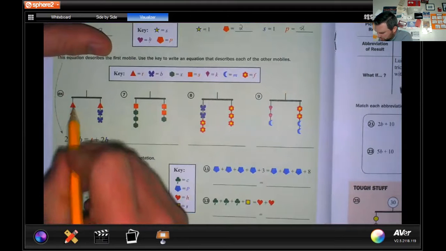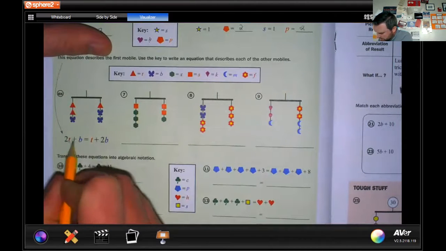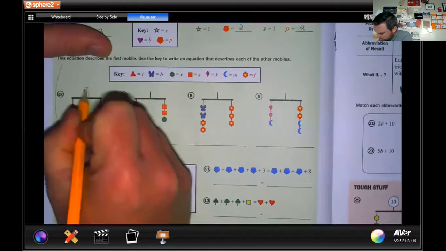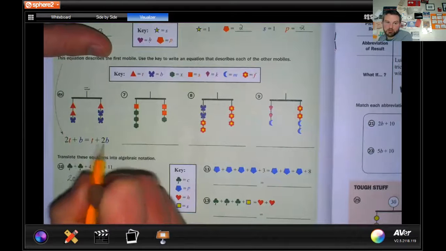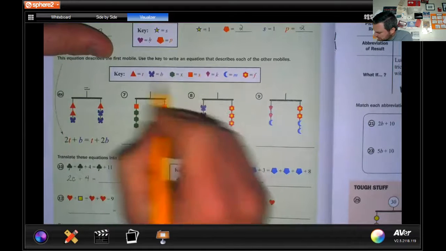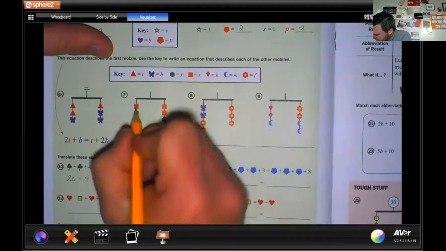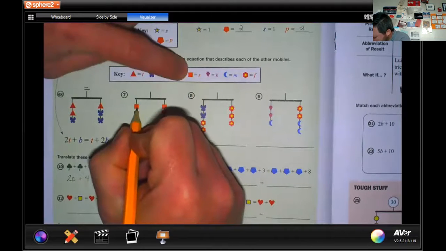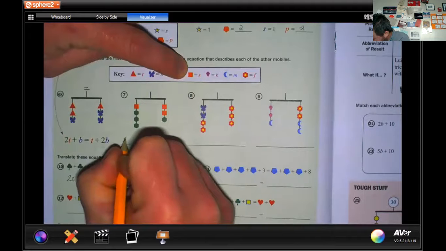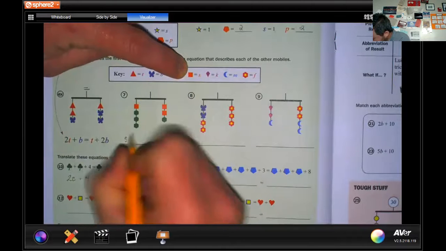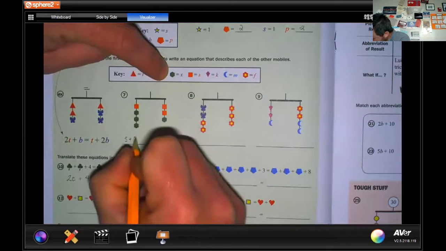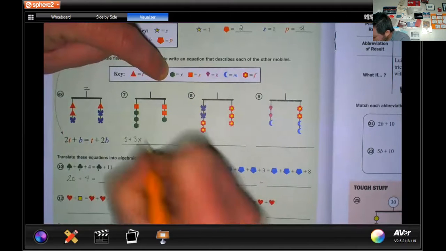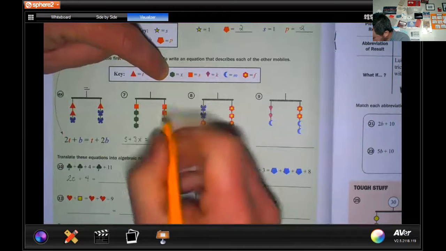So I have 1, 2 triangles, so 2t plus a butterfly equals, remember earlier I said this little thing was the equals, 1 triangle and 2 butterflies. So 1t plus 2 butterflies. So we can use this key to have our letters, okay? So here I have 1 s, or you can just write an S, plus 1, 2, 3 hexagons, which is x, so 3x equals 1, 2 squares.